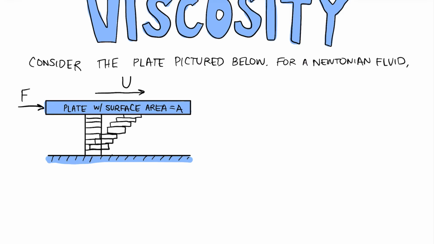The slice of fluid that is in contact with this plate on the top is going to move with the plate. The slice that is in contact with the ground down here is not going to move. It's going to stay in contact with the ground there. And then we're going to get this gradient of the slices in between. You can think of this like a deck of cards, sliding with respect to one another.